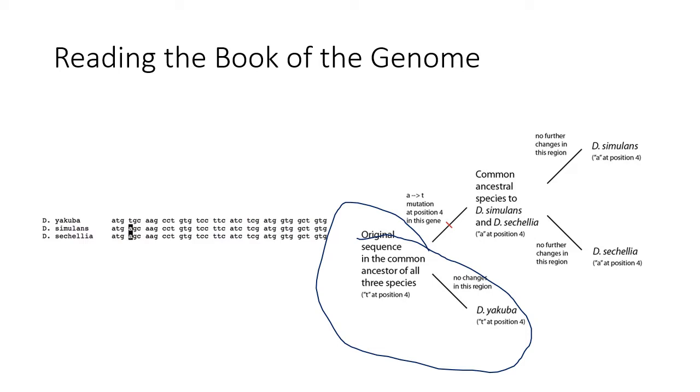And of course, an interesting question is, how could you tell what the original sequence is? Because it's possible that the original sequence could have simply contained an A at position 4, and then it was D. Yakuba that had that particular mutation. That's something we're going to come back to. It's a really good question. But at the same time, you could piece together that at least simulans and Sechellia are most likely more closely related to each other than they are to D. Yakuba.